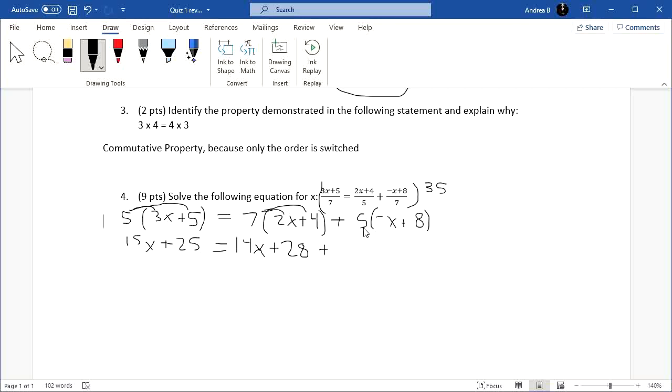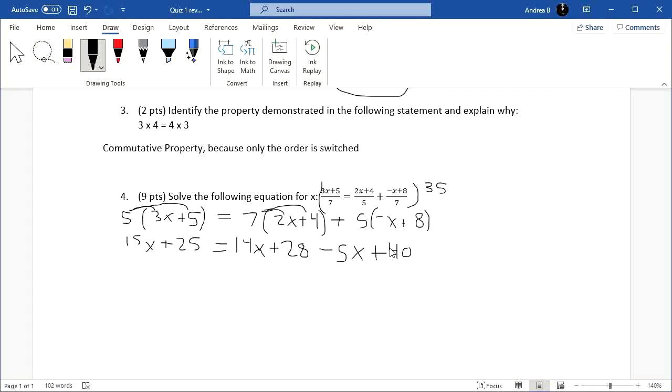But for the next one, we have 5 times a negative x. So in this case, you can either write it as plus a negative x, or in this case, I'm going to switch this up here, and we'll write it as a minus 5x, because that becomes negative once we do the positive times the negative there. And then do the 5 times the 8, so we'd get 40 in this case.